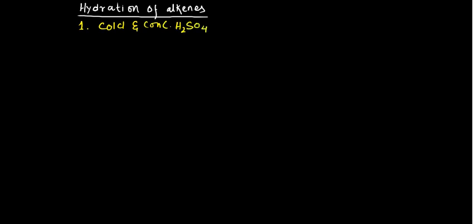Dehydration of alkenes. The first route that we are going to study is by using cold and concentrated sulfuric acid or fuming sulfuric acid. The route is cold and concentrated sulfuric acid or fuming sulfuric acid.